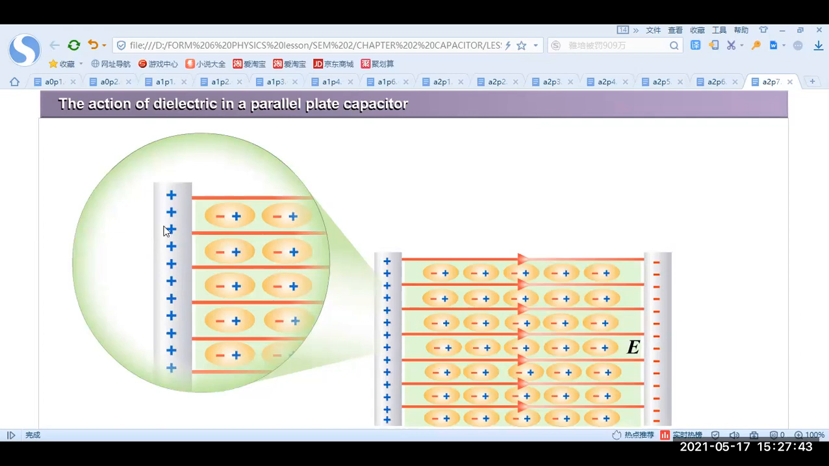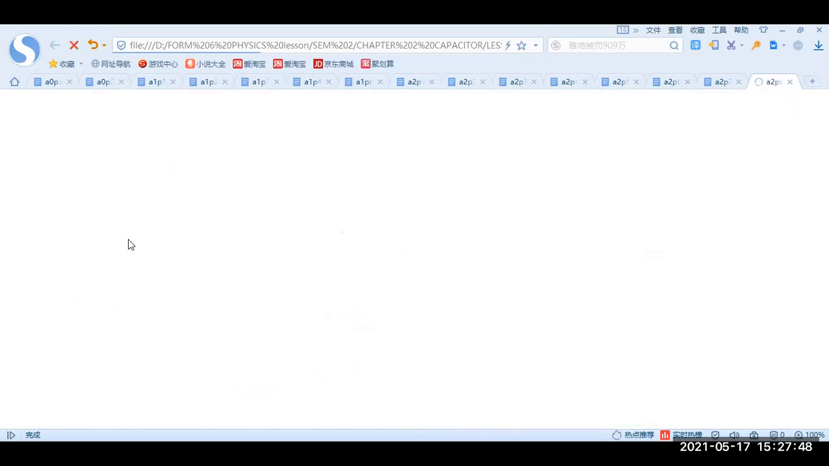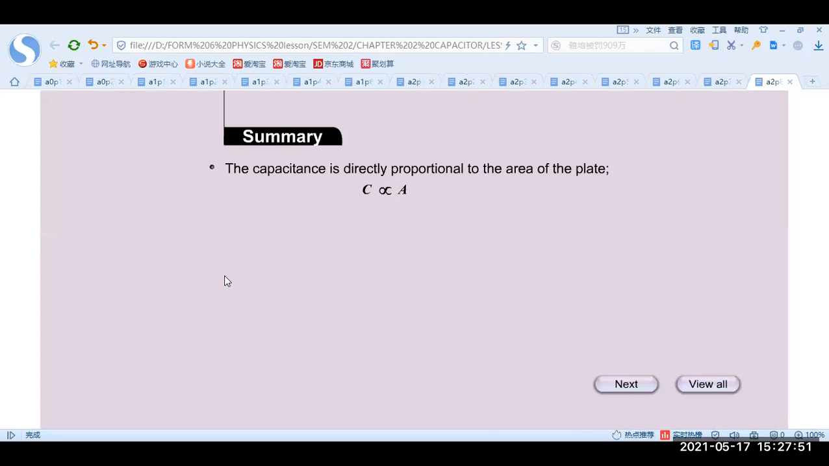So from here, we can conclude that the capacitance is directly proportional to the cross-sectional area of the plate. Don't just write area only, because it depends on the cross-sectional area of the plate. So C, capacitance, is directly proportional to the cross-sectional area of the plate. The capacitance is inversely proportional to the plate separation, the distance of separation.